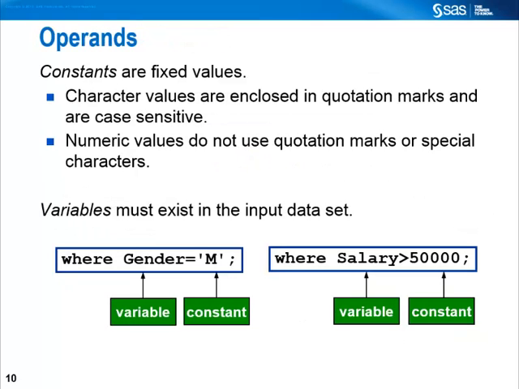Operands, let's know them in detail. Constants are fixed values. Character values are enclosed in quotation marks and are case sensitive. Numeric constants do not use quotation marks or special characters. Variables must exist in the input data set.